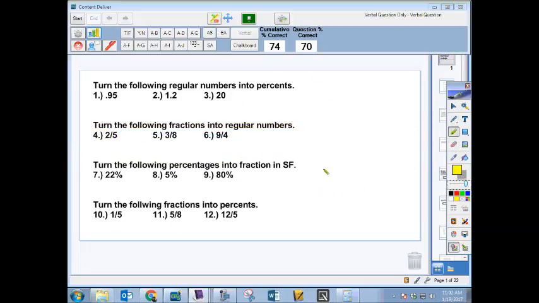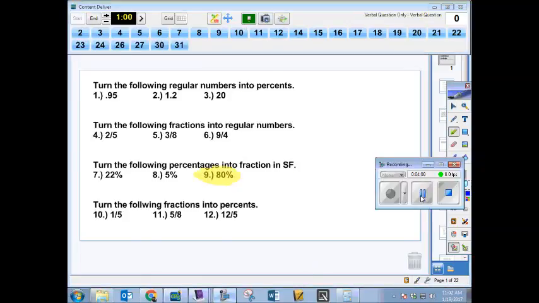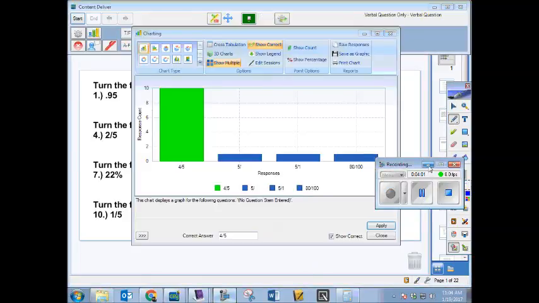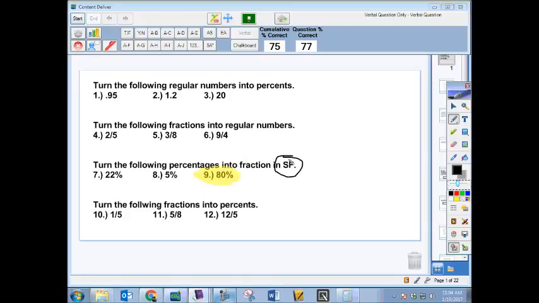Okay, I would like everybody to go ahead and try number 9 here. The correct answer here was 4/5. Now a couple people were in the middle of it, but that is still wrong. And this person is actually thinking right, but what did they forget to do? 80/100. Simplify, right? And SF stands for simplest form.